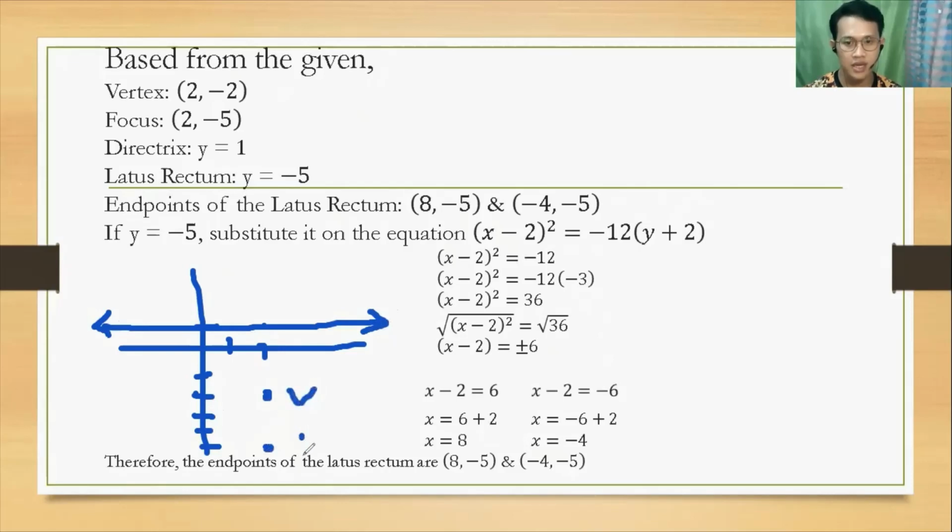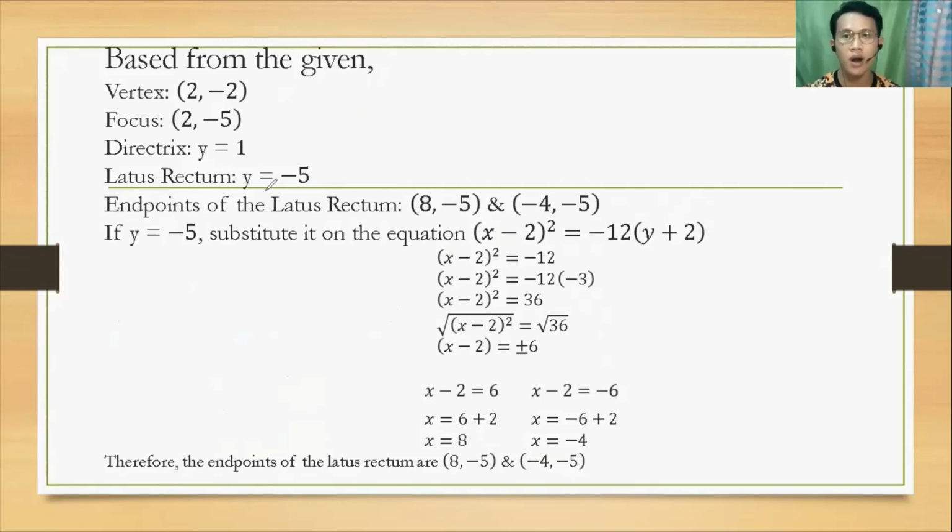This is our V, the vertex. So they are equidistant from the vertex. The distance of your focus from the vertex and the distance of your directrix from the vertex are just equal, or equidistant. Yes, so that's 3 units from the vertex. That gives the answer of y is equal to 1. And for the latus rectum, sir, y is equal to negative 5.